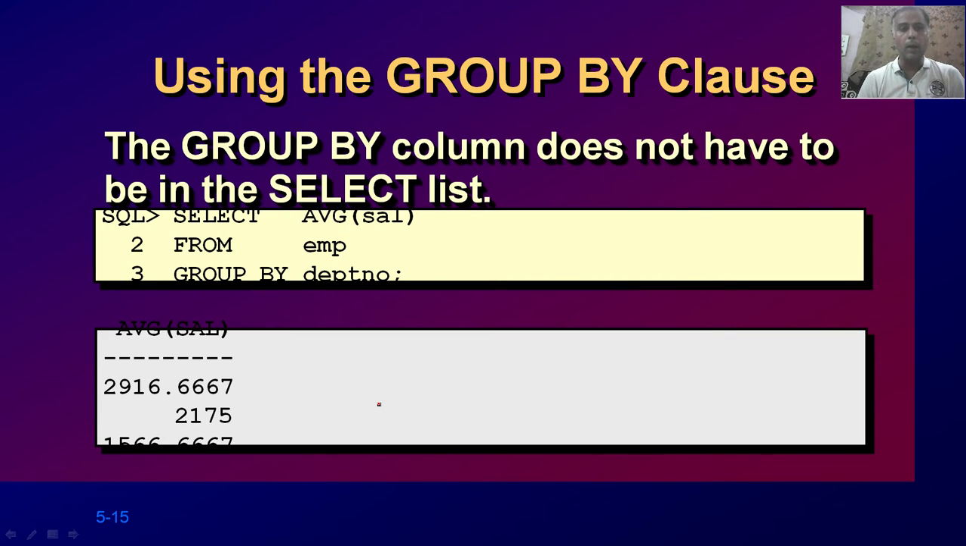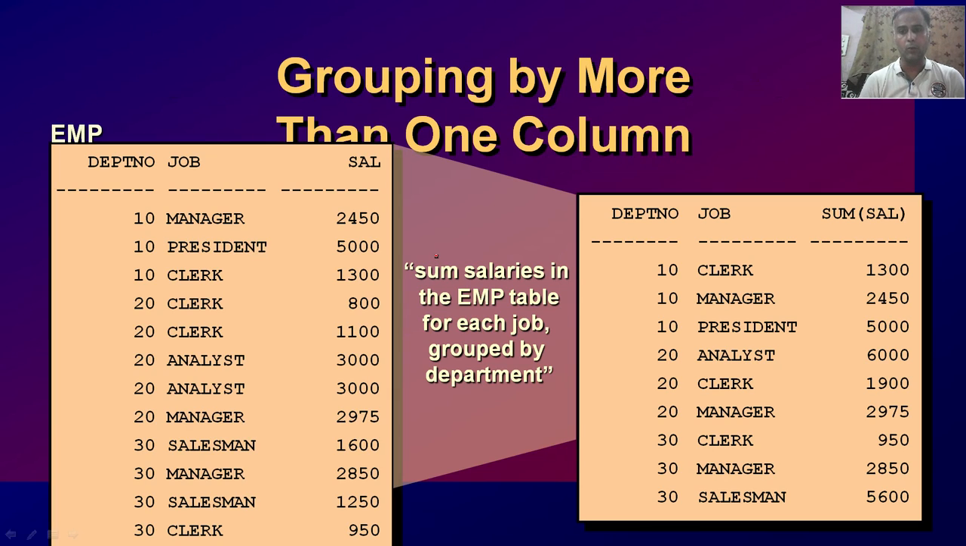Using the GROUP BY clause, the GROUP BY column does not have to be in the select list. So select average salary from EMP group by department number. So we can do it also. These are the examples through which we can understand the GROUP BY concept.